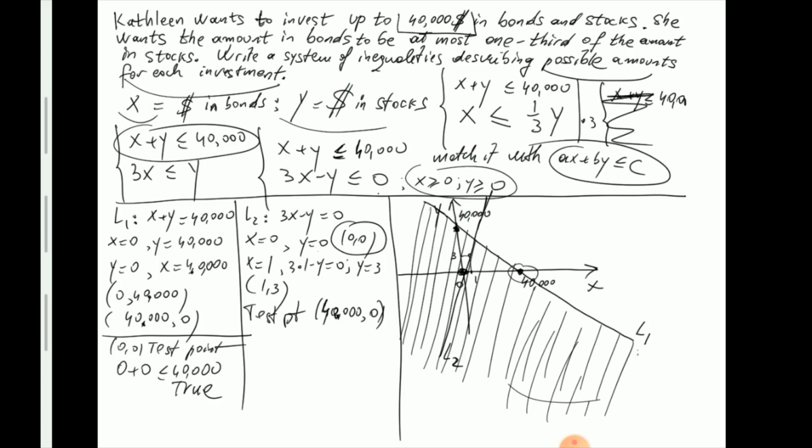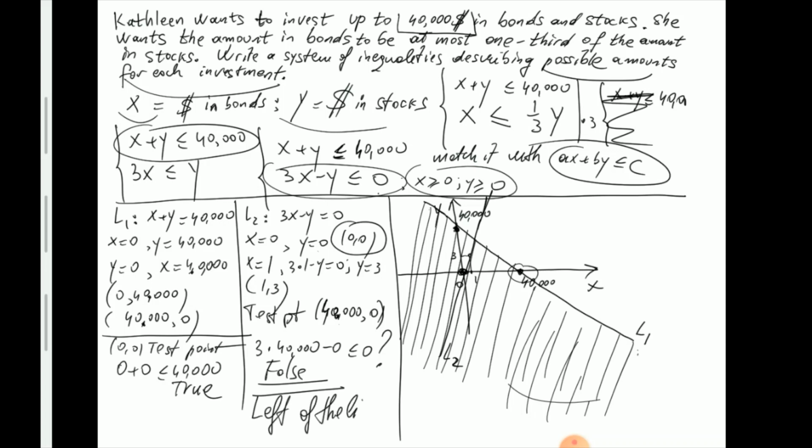Just make sure that the point you pick really is indeed to the right of that line, if that's what you want to test. So if I plug in 40,000 and 0 into the inequality, right, we're testing the inequality, so that's 3 times 40,000 minus 0, is it less than 0? So obviously this is false. So the inequality is solved not by the region to the right of the line, but to the left of the line. So the left of the line is the region in question. So I'm going to sketch that left of the line region with a different type of pattern.